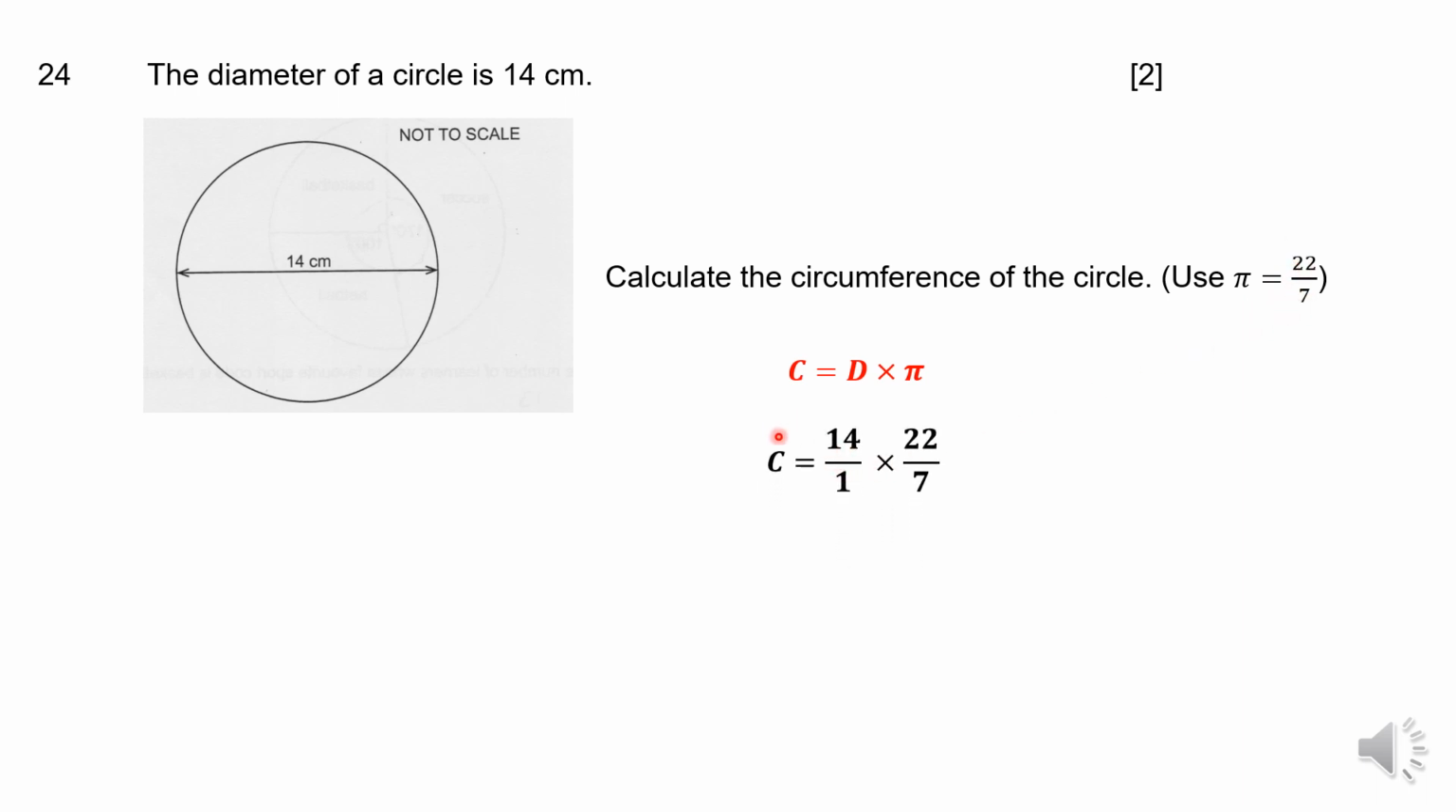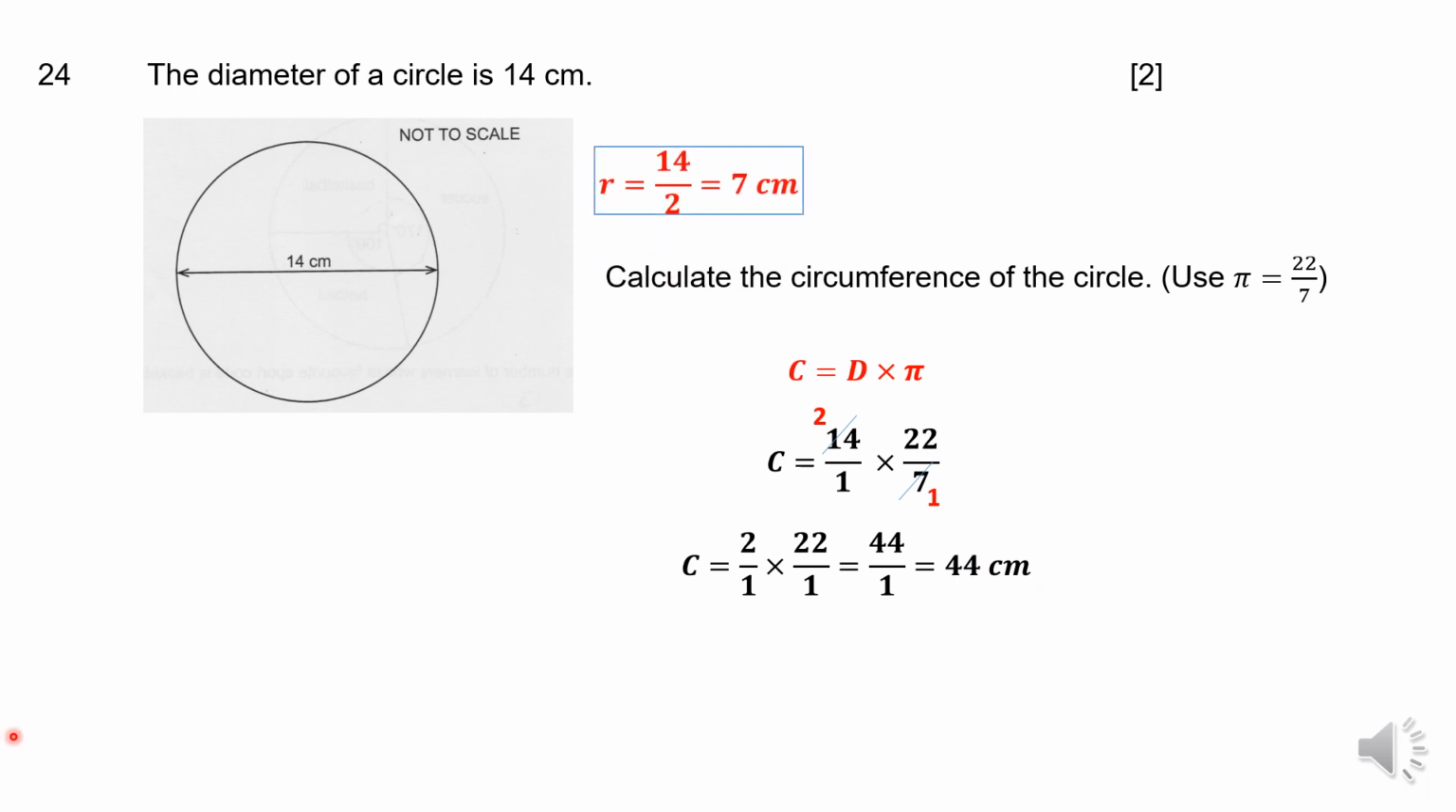So this is now where it becomes a little bit tricky. Remember, you're not using a calculator. Whenever you multiply by a fraction, you can actually take out common factors like what I did there. I said 7 goes in itself once and 7 goes there 2 times. And now it's easy. I multiply the numerator with the numerator, giving me 44, and 1 times 1 is 1, and my final answer will be 44 centimeters.